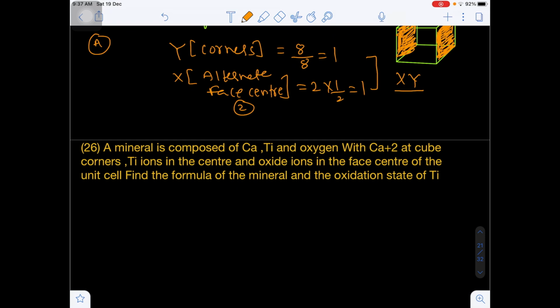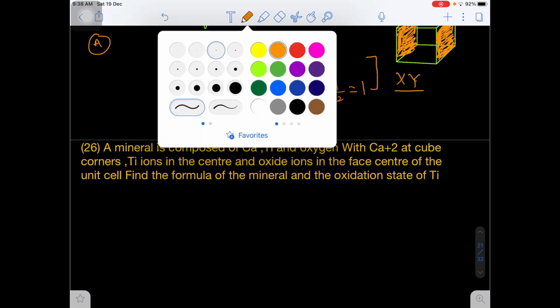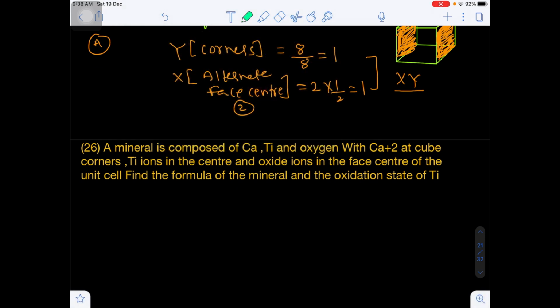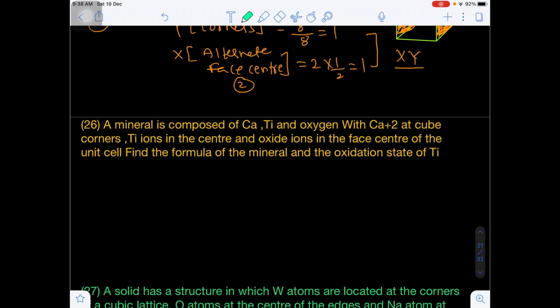Okay. Question number 26. A mineral is composed of calcium, titanium and oxygen with calcium +2 at cubic corner, titanium ions in the center and the oxide ions at the face center of the unit cell. Then find the formula of the mineral. Okay. Now first of all, the calcium +2 ions are located at where? Corners. Do you know there are 8 corners of a cube? Into its contribution will be 1 by 8. That will be 1.